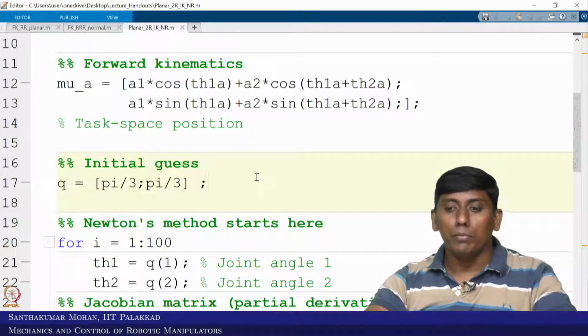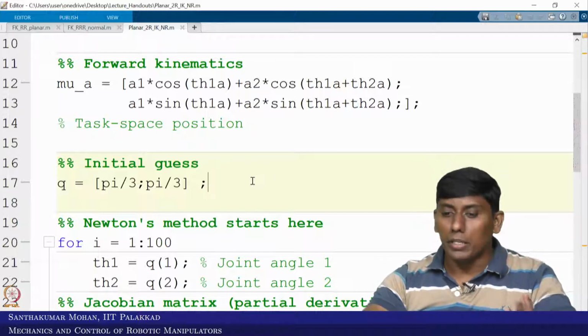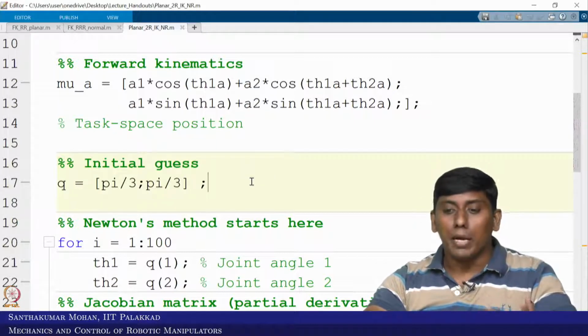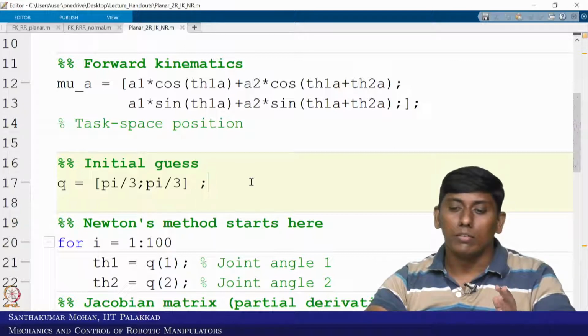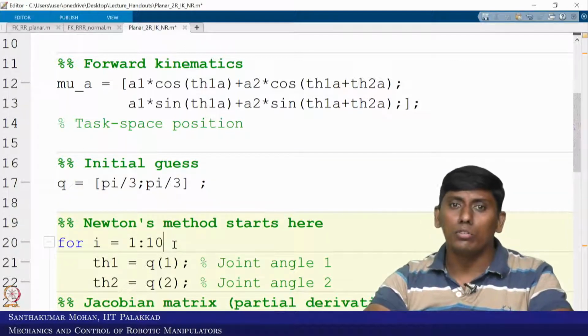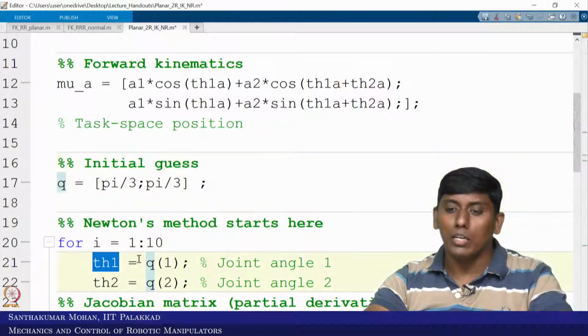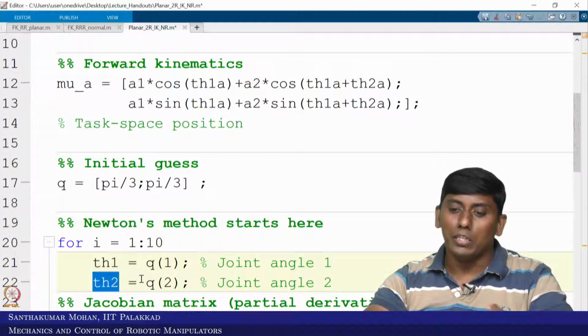So I am taking a guess of pi by 3 each. After that I am putting the iterative count. It can go up to 100, but it may not be required. I am saying that the maximum count can go to 100. Okay. So, for your benefit, I am restricting it to 10. It is not going to change anything. So whatever initial guess I take would be theta 1, the first value, and theta 2, the second value.